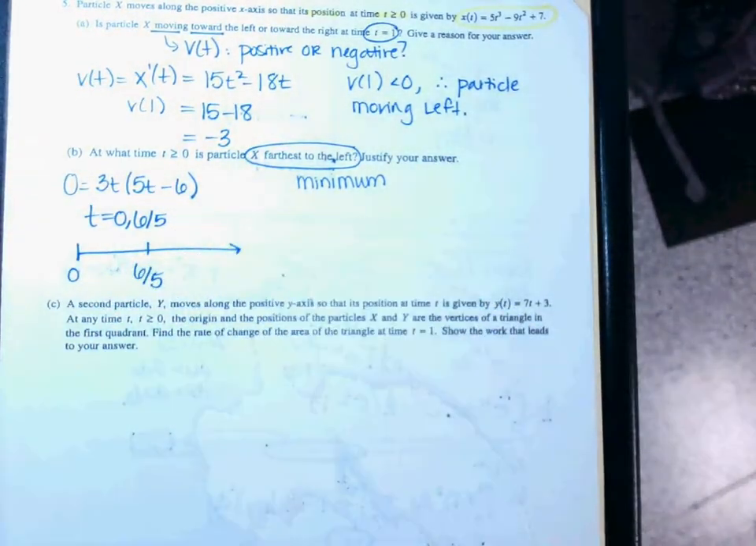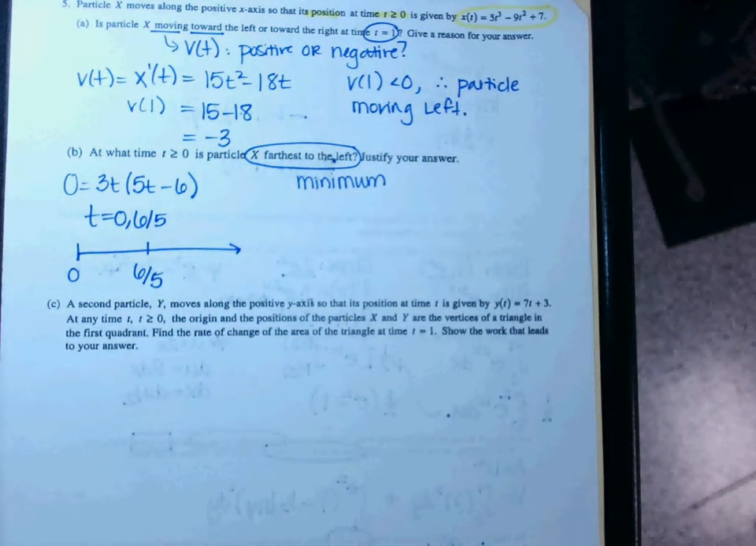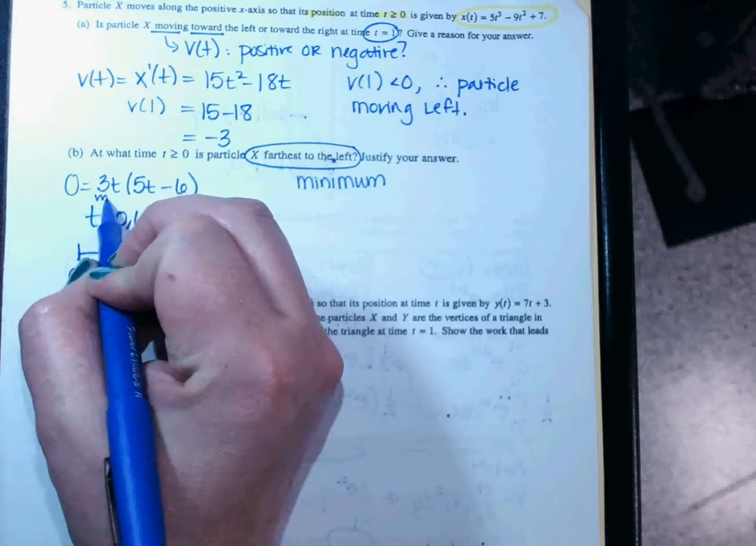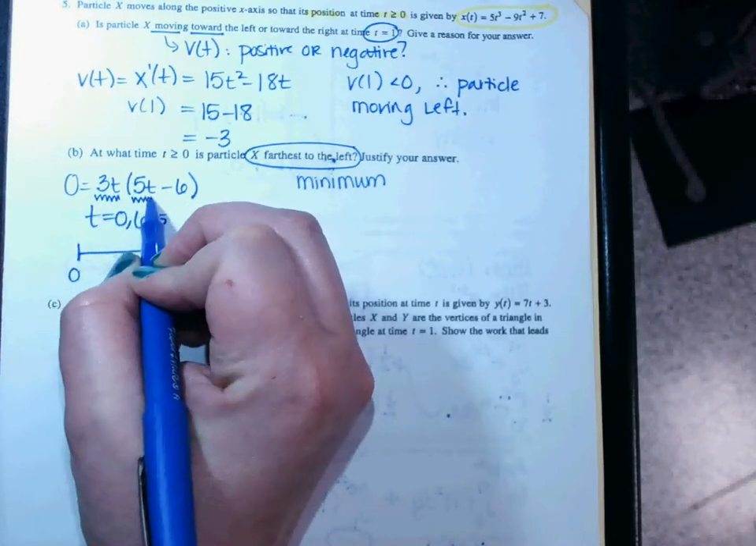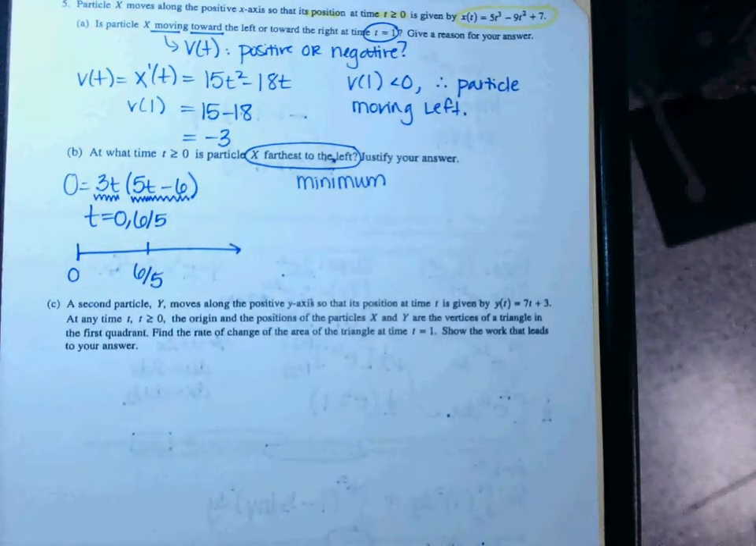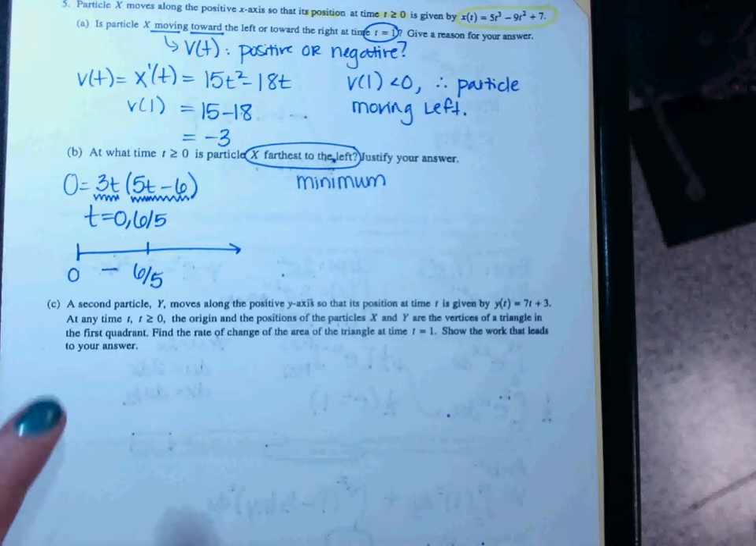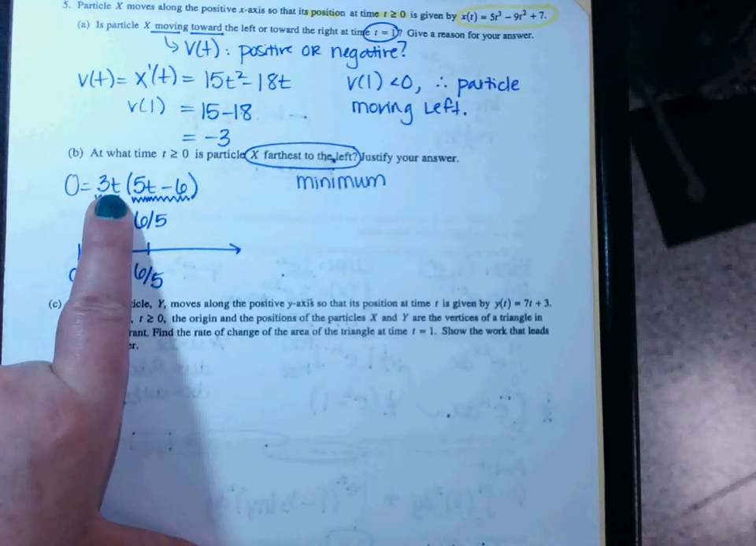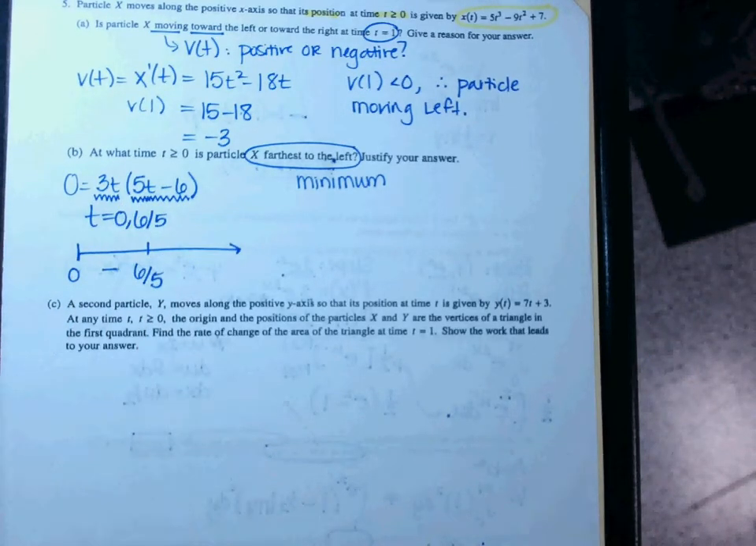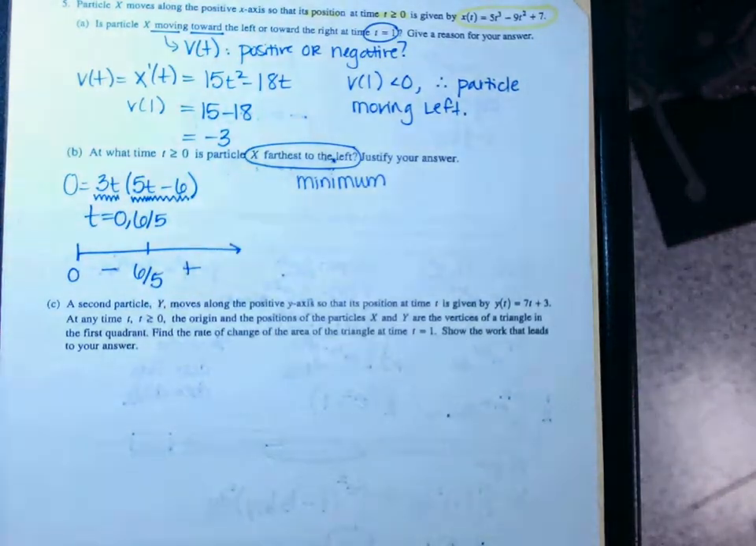So 6/5 is our number. Is that bigger or smaller than 1? A little bit bigger, so let's pick 1. If I plug in a 1 here, 3 times 1 is positive. What is 5 times 1? Negative. So 5 minus 6 is negative. So overall, negative here. What about if I pick 2? Positive here. 10 minus 6 is positive. Multiply 2 positives. There you go.